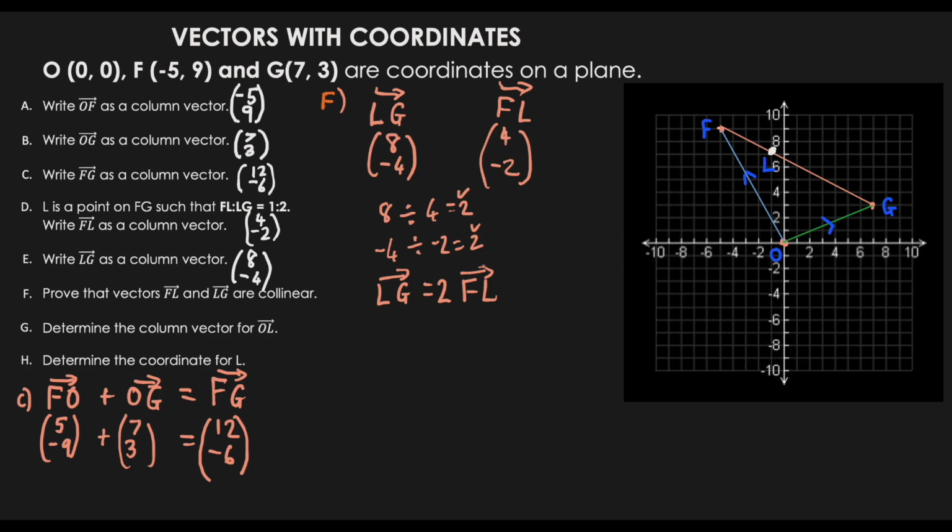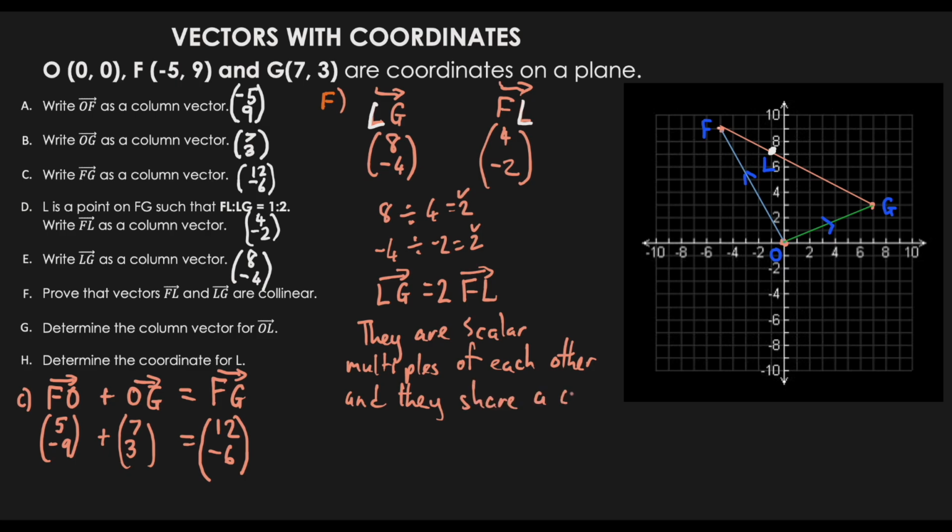Now that we know that they are scalar multiples, we need to see if they share a common point. So FL and LG, what common point do they share? The common point that they share would be L. So both of them share L. Because they share L, and they are scalar multiples of each other, thus they are collinear.